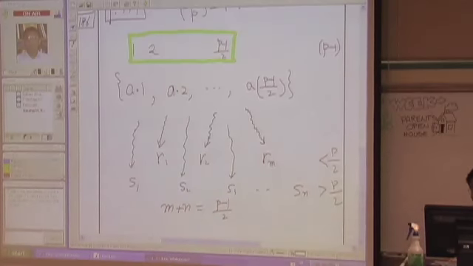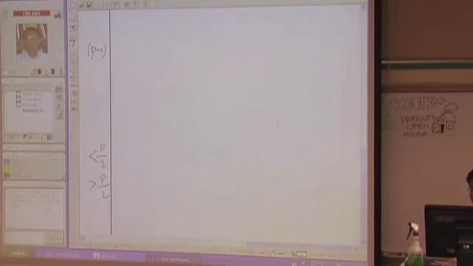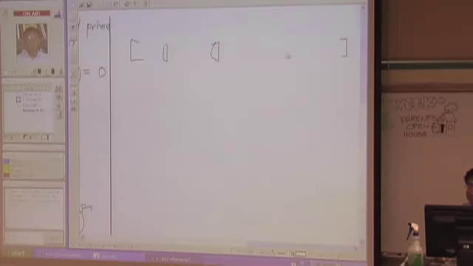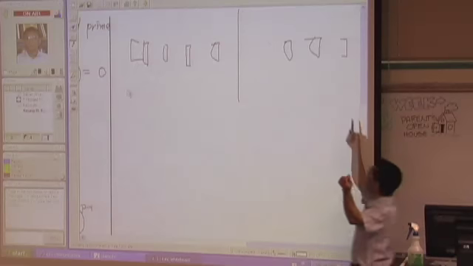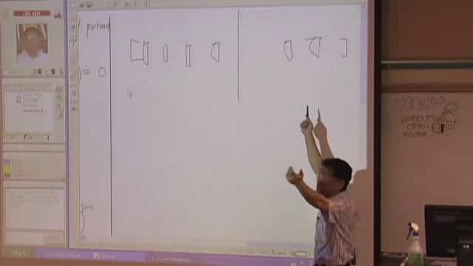Gauss's idea is amazing. There are a total of P minus 1 numbers, and the remainders are spread all over, right? All over, less than half or greater than half. This is the middle point. But it didn't fill all the positions, right? It didn't fill all the P minus 1 positions. We only have P minus 1 over 2 numbers.